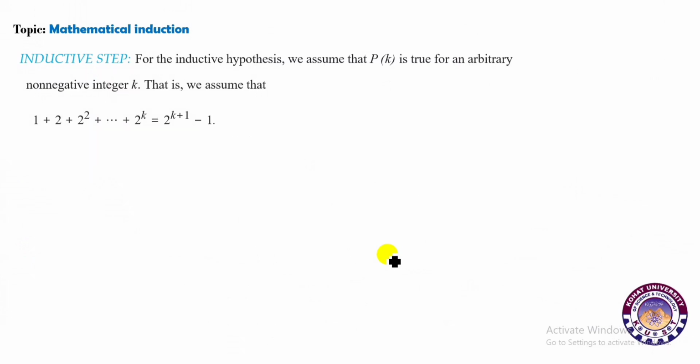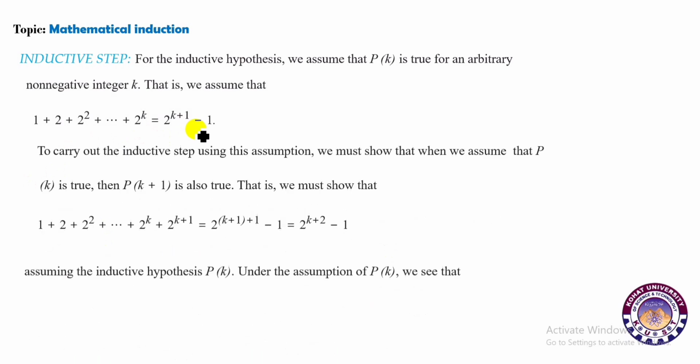In inductive step assume that the given proposition is true for any arbitrary integer k. That is 1 plus 2 plus 2 square plus up to 2 raised to the power k is equal to 2 raised to the power k plus 1 minus 1. We show that the given proposition is true for n is equal to k plus 1 on the basis of the assumption step.